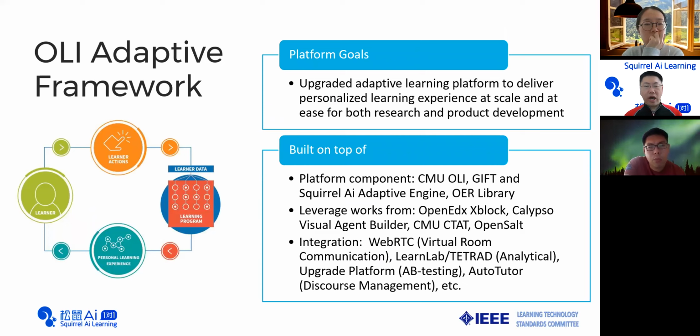So if you look at our approach, our adaptive framework is composed of several modules. And a lot of this work is not starting from scratch ourselves. We're built on top of CMU's OLI and the GIFT framework, and also our own adaptive engine. And we're also getting content from OER libraries and systems that we have worked with, like Guru, as a library of OER content.